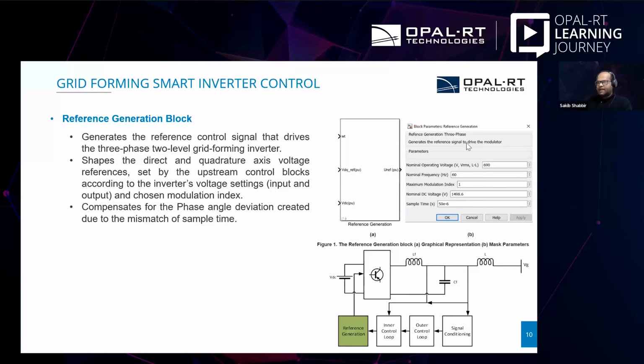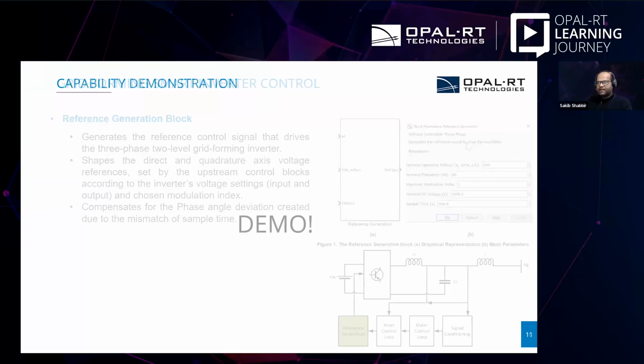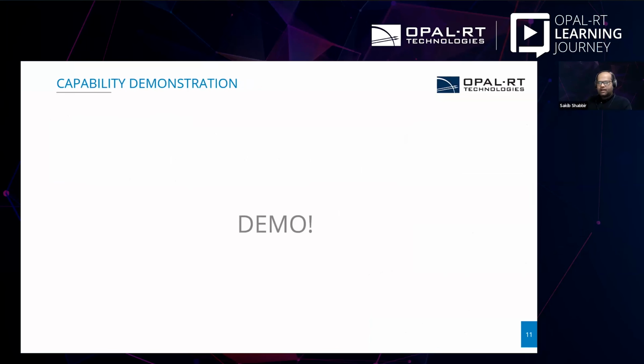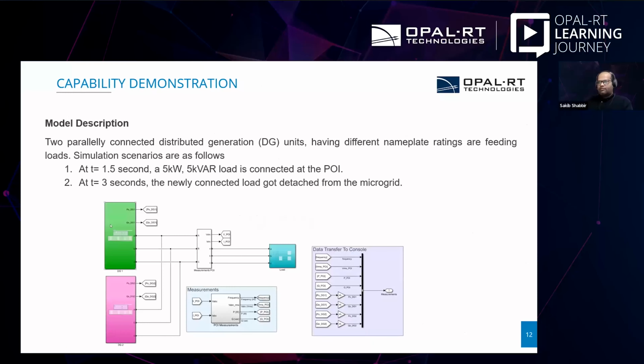So that's a brief description of the blocks available in the Smart Inverter library. This time I will jump into a demo, so that I can show the functionalities I mentioned so far and do a practical demonstration. For the demo, I'll be using an islanded microgrid.